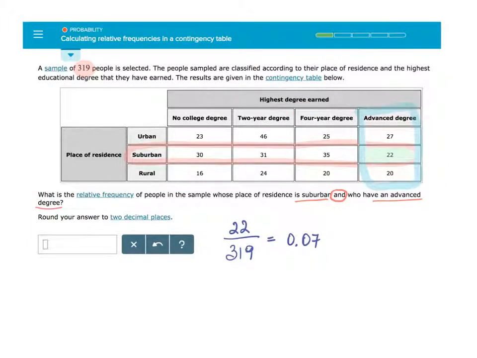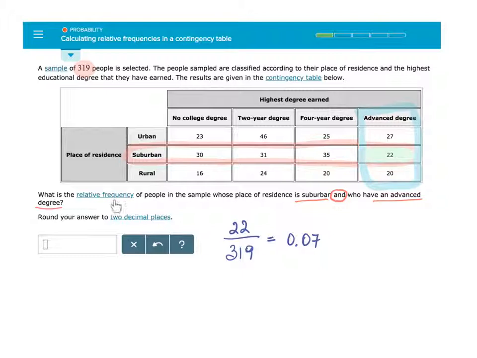Example number 2. A sample of 319 people is selected. The people sampled are classified according to their place of residence and the highest educational degree that they have earned. The results are given in the contingency table below. Again, we have two variables. Variable 1, where do they live? And there are 3 choices. Variable number 2, highest degree earned, and there are 4 choices.